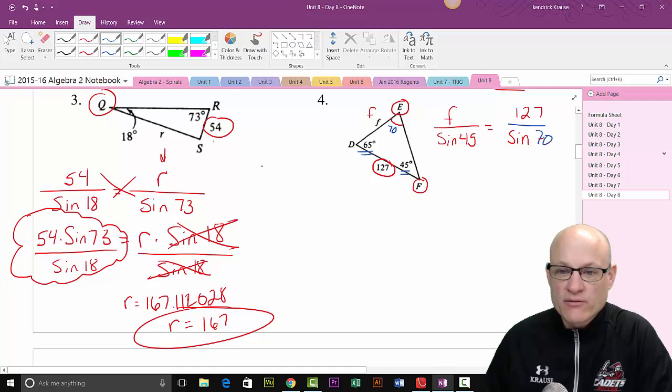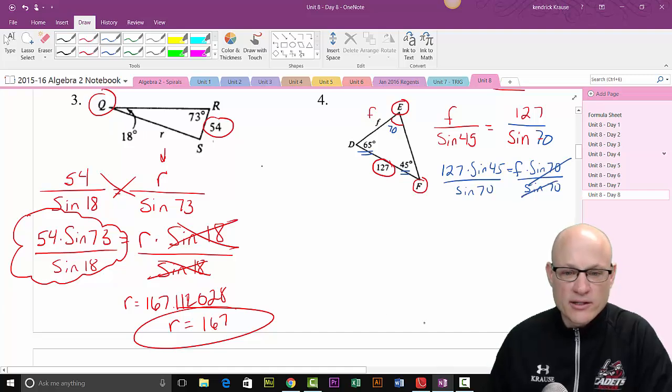It's 70. And now I can cross multiply. 127 times the sine of 45 is equal to F times the sine of 70. Divide by sine of 70. Divide by sine of 70.